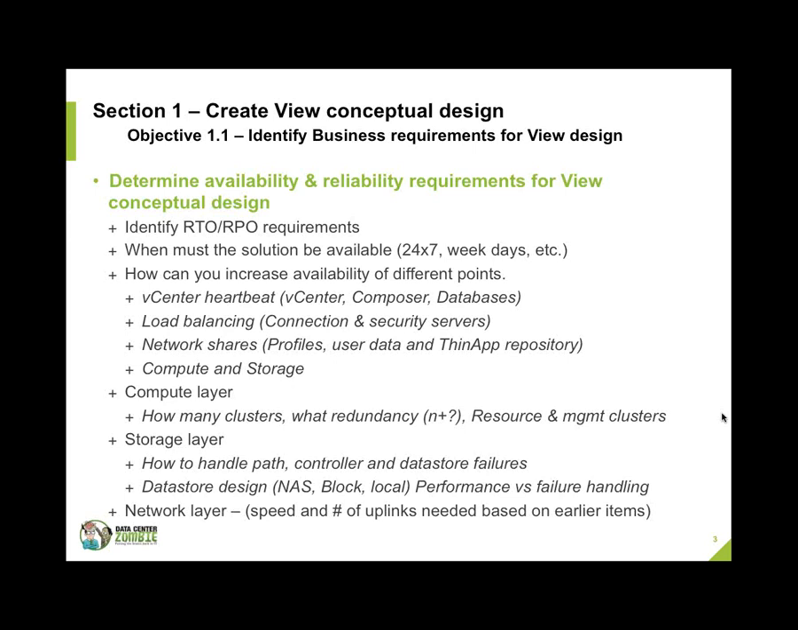Depending on what those requirements are, we need to look at different ways that we can meet this availability. How can we increase the availability at different points in the infrastructure? Might there be a reason to use vCenter Heartbeat to protect vCenter or Composer or the databases for some different pieces of this? Load balancing for my connection and security servers would allow me to increase availability there. And what about network shares? We're going to have user profiles, user data, and a ThinApp repository, which is generally just a CIFS share.